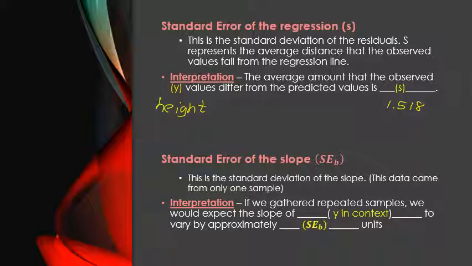So we would expect the slope of, and it says the Y in context. Remember, for our particular example, this right down here would be our height, because that is our Y variable. So we would expect the slope of the heights to vary by approximately, and then we had as our standard error 0.1672, and then whatever the units were on that one.